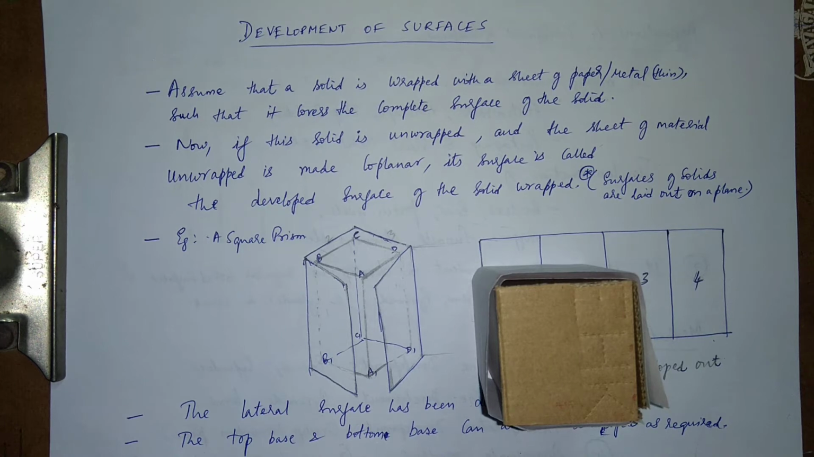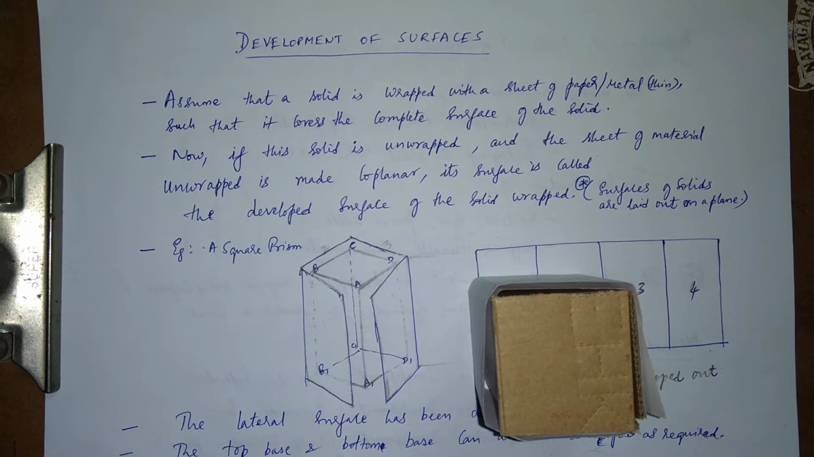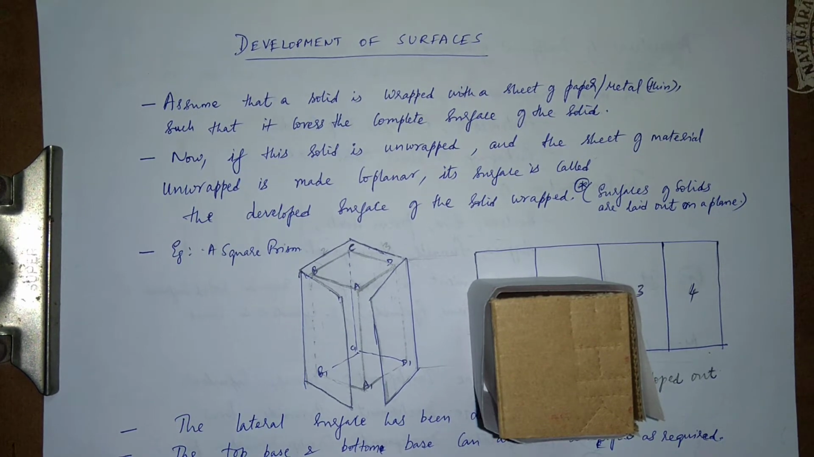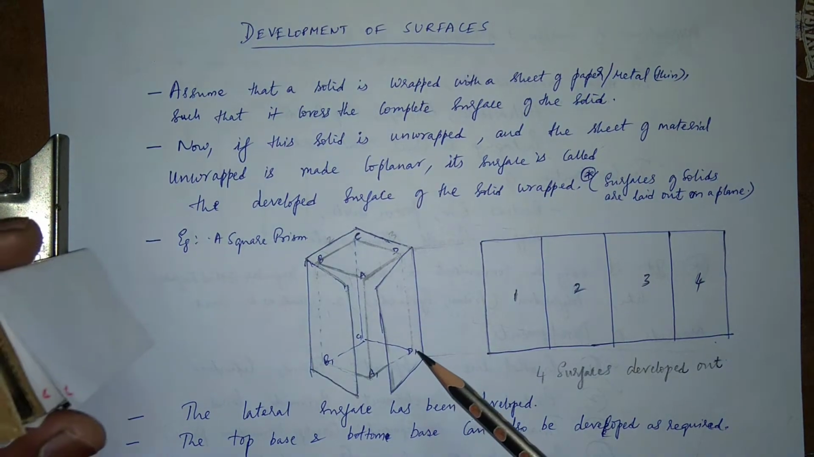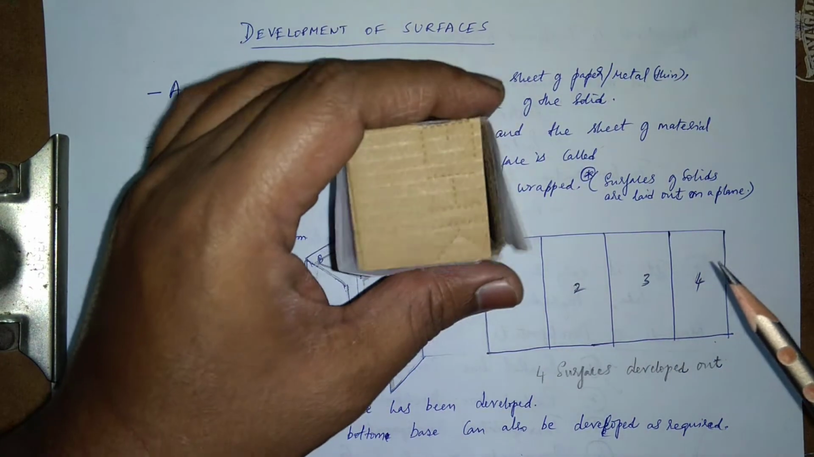All right. So if the solid is unwrapped and the sheet of material unwrapped is made coplanar, its surface is called the developed surface of the solid wrapped. Or it's also called surfaces of solids are laid out on a plane. All right. So in front of you see the square prism. This is the diagram which you can see. And then this is your model. Like I made a model.